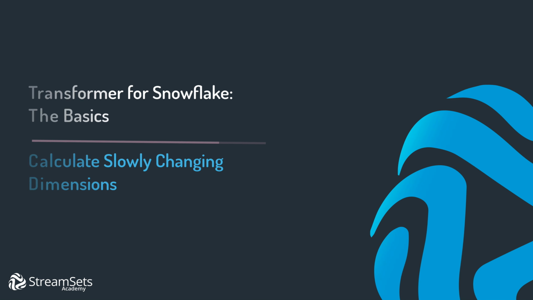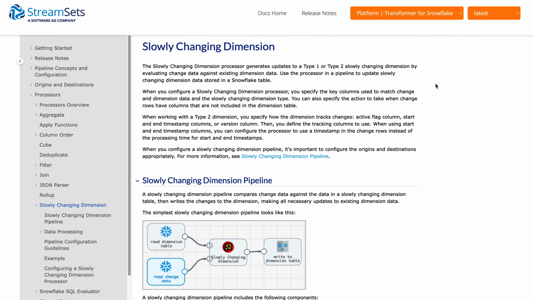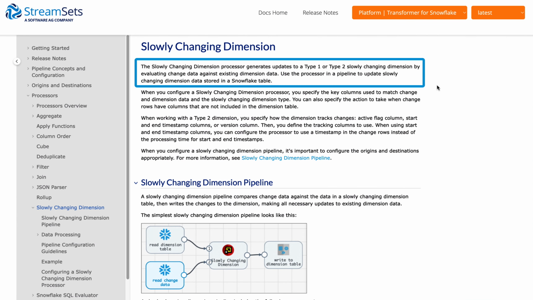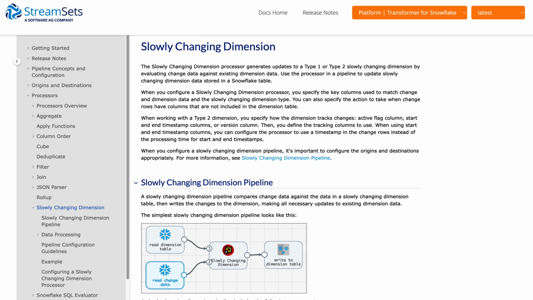In this video, we will build a Snowflake pipeline that calculates slowly changing dimensions. Let's understand how it works and see its capabilities. This pipeline leverages the slowly changing dimension processor that generates updates to a Type 1 or Type 2 slowly changing dimension by evaluating change data against master dimension data. You may use this processor in a pipeline to update slowly changing dimension data, stored in a database table or a set of files. And now let's see how to use this processor.